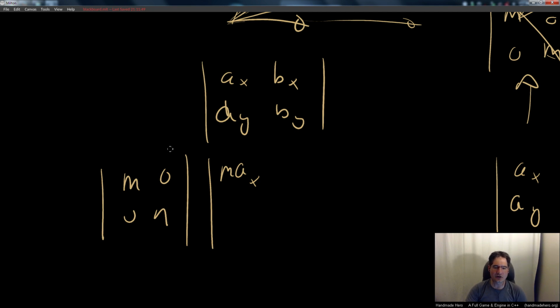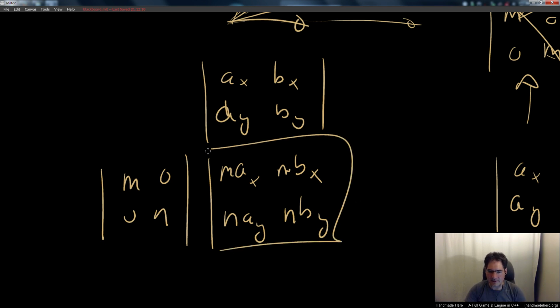Anyway, so you can see in this case, I get MAX and then 0 AY, right? I get MBX here, 0 for the BY term. I get AX drops out, the N, AY, and N, BY, right? And that's no good. That's not what I wanted, right?